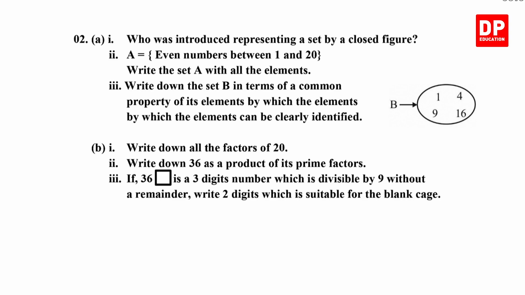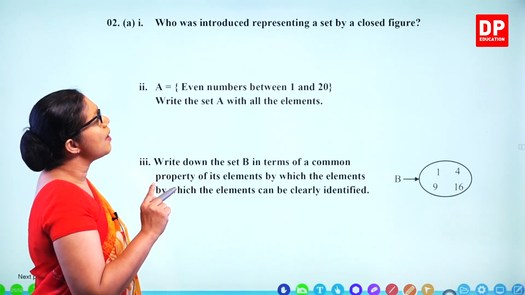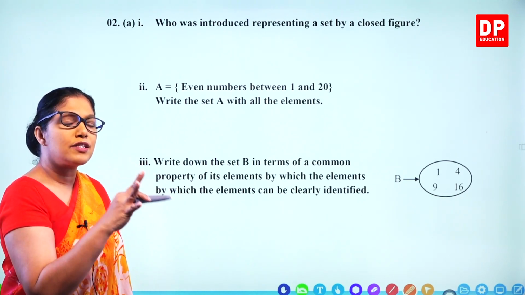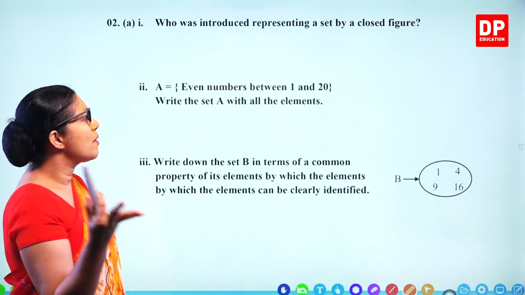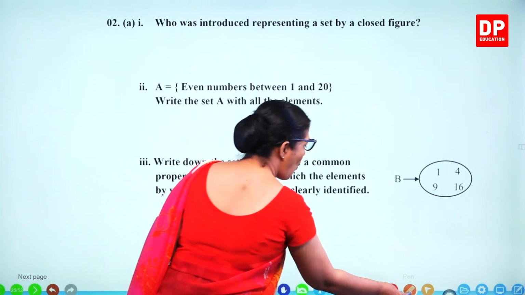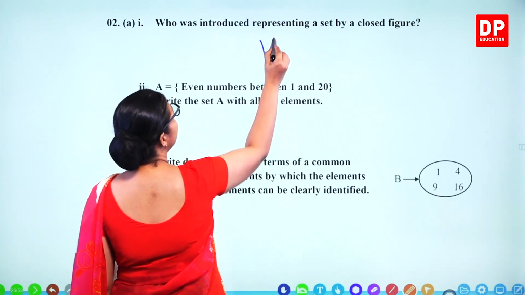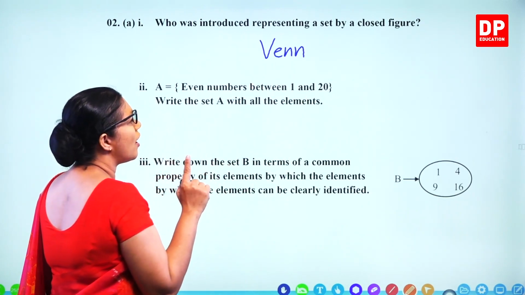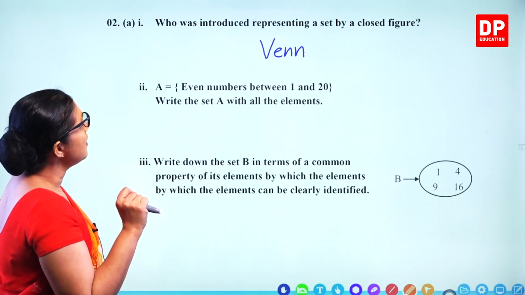Question number 2. You get 2 parts there. Who introduced representing a set by a closed figure? So we are drawing a closed figure and writing down all elements. We call it a Venn diagram. So the mathematician called Venn introduced the Venn diagrams. John Venn. If you can't remember the first name, you can write the second name, Venn.